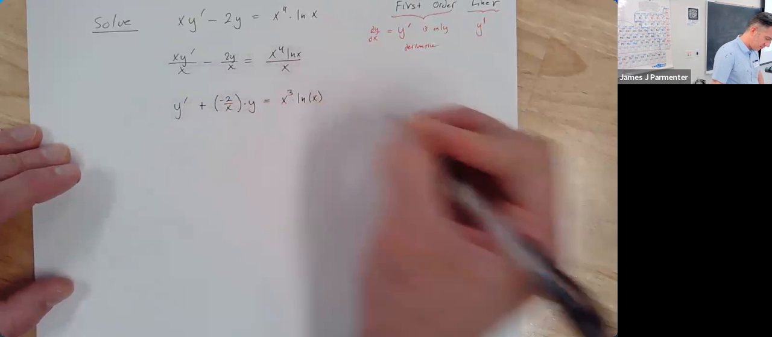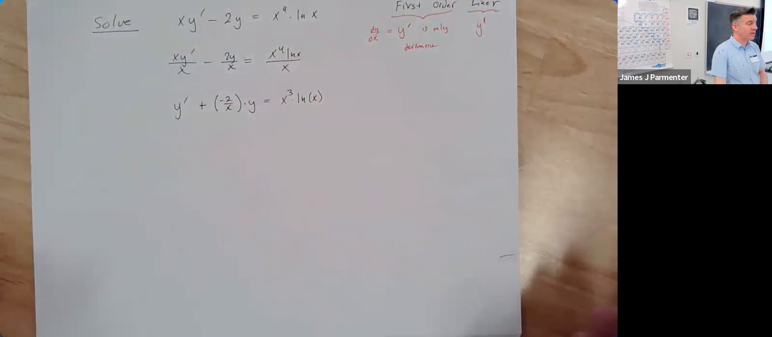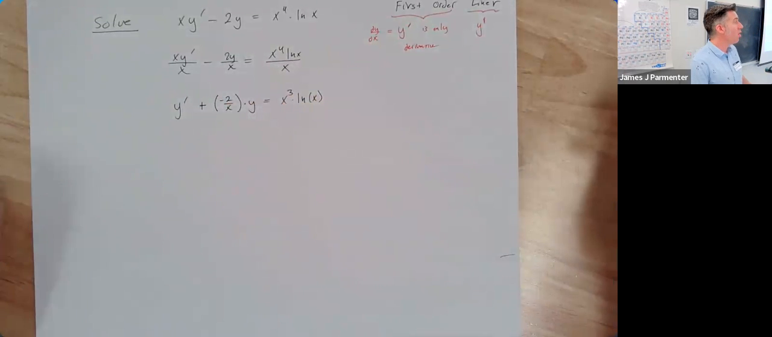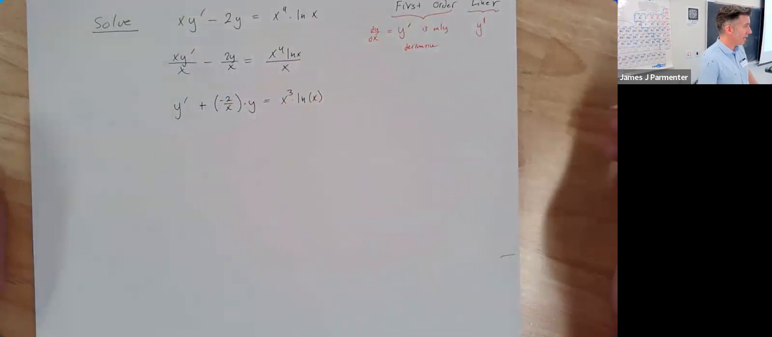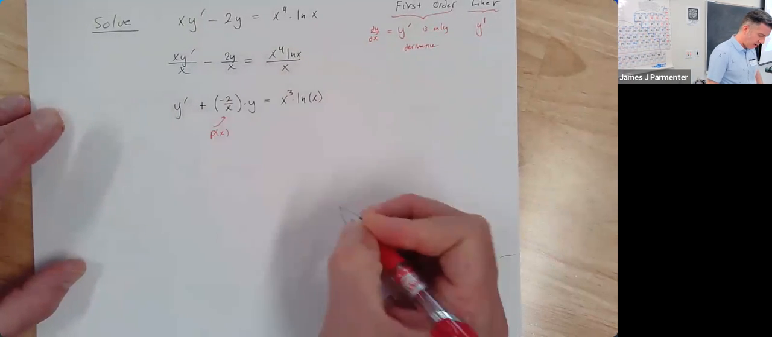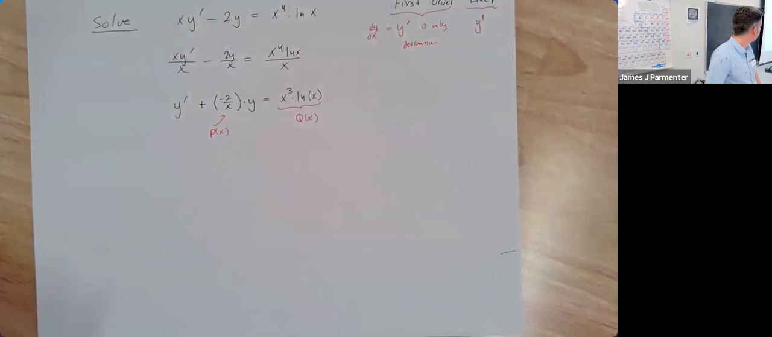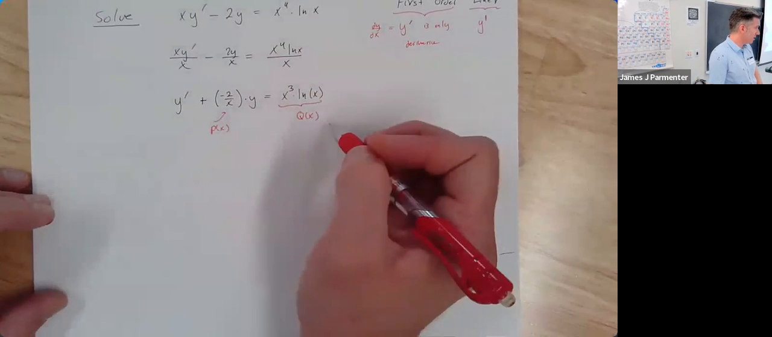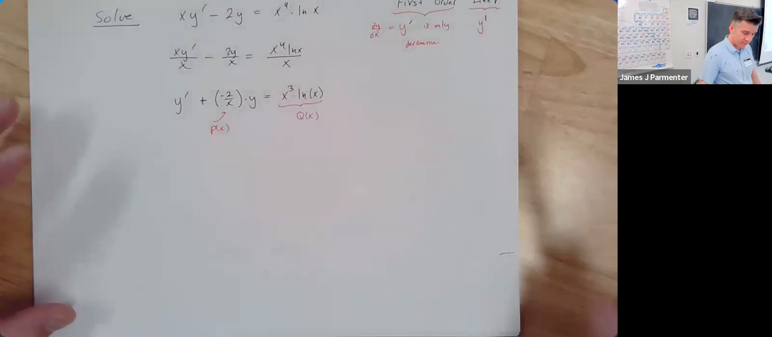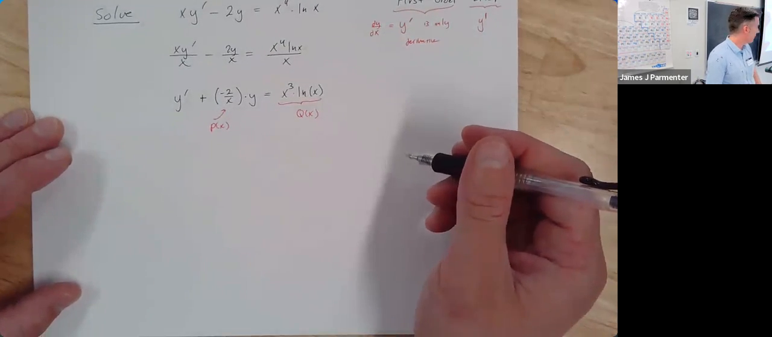Do you recommend just turning it into a plus? I do, because that shows the person grading your work that you know what you're doing. You know that you're supposed to write it as y prime plus some p of x times y equal to some q of x. I would even write those things there. There's nothing wrong with writing that. Okay, so now I have to find the integrating factor. Do you know how to find the integrating factor?